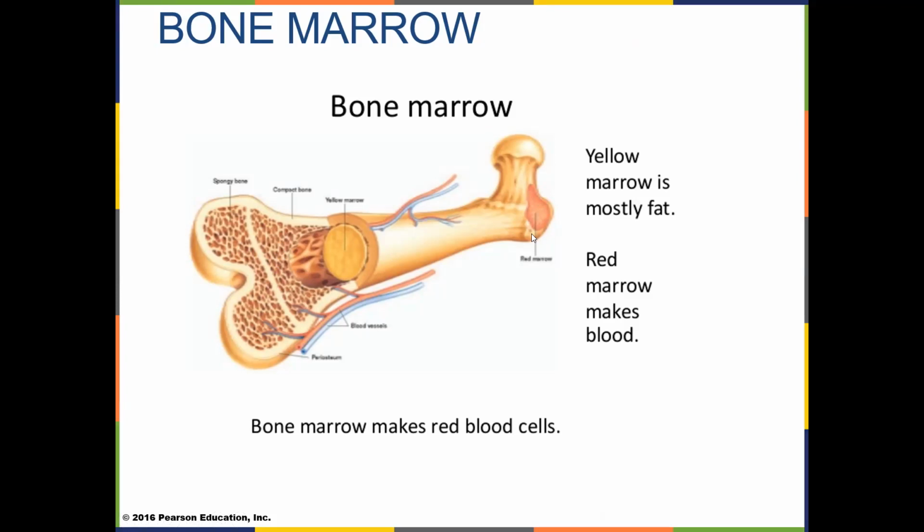So, we store energy with the yellow marrow. We produce blood cells with the red marrow. The red marrow makes all 7 different types of blood cells: the 5 white cells, the red cells, and the platelets.